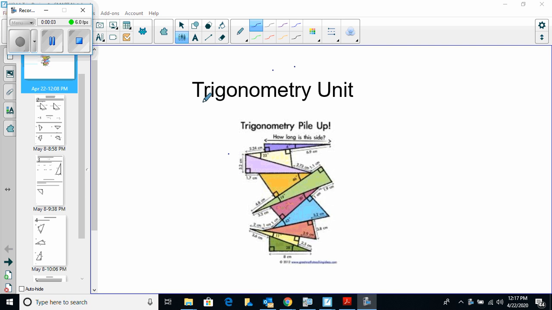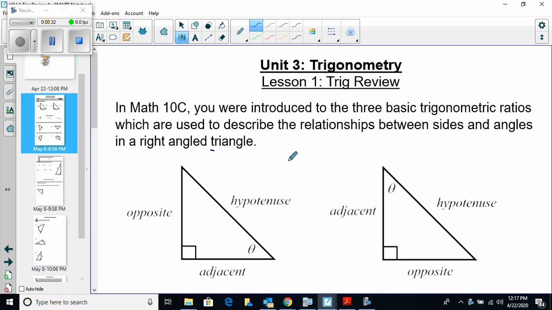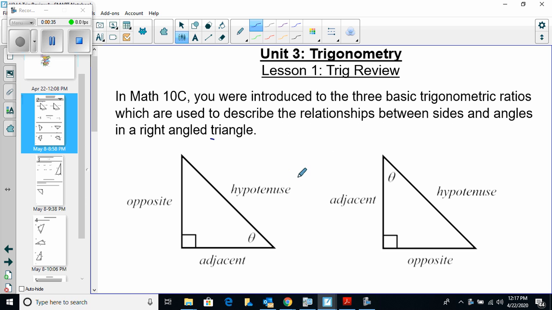Okay, everyone, today we'll start with the trigonometry unit. And even as you see from this picture on the very first slide, the trigonometry unit deals mostly with the right angle triangle and finding the sides. That was the start of the trigonometry unit, and then later on, it evolves into non-right angle triangles. But today's lesson is mostly a review from Math and C.